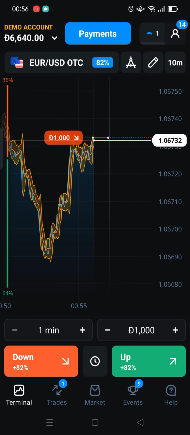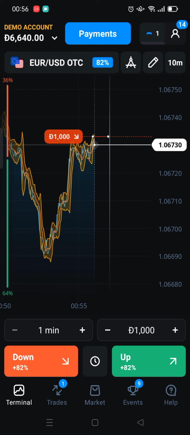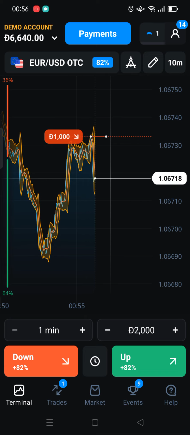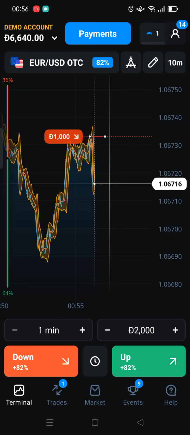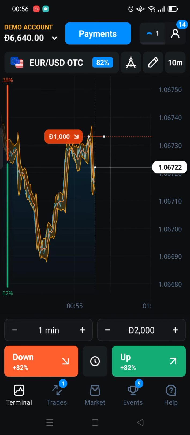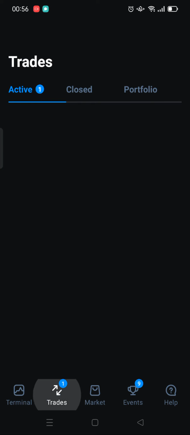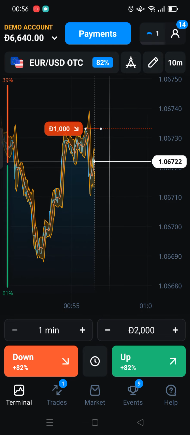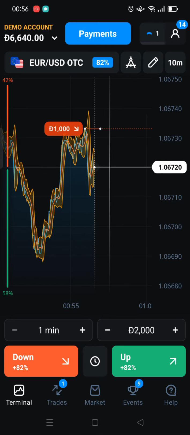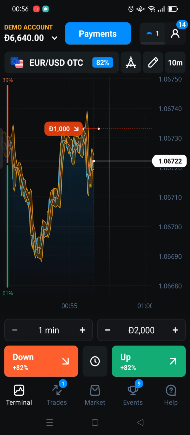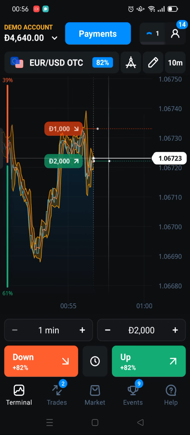Again we analyze the chart and again we trade. Let's see, and there's a big downward move. The market went midway trend, but let's see. Okay, we have 30 seconds. Let's see, guys, we have $2,000 back.